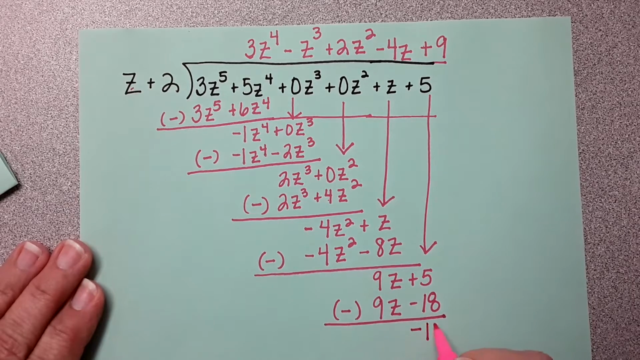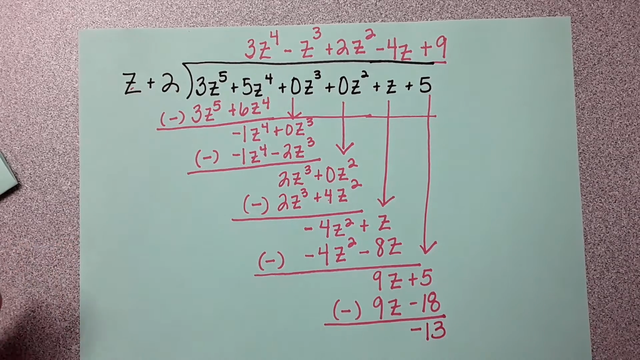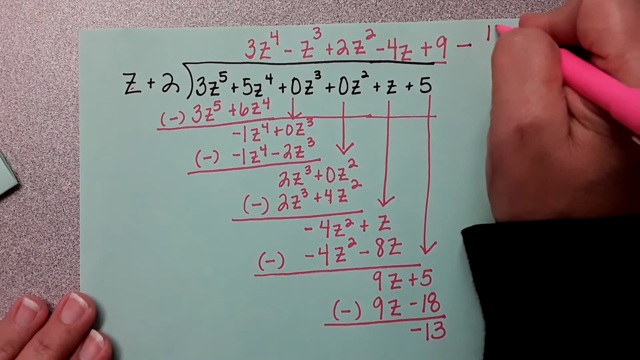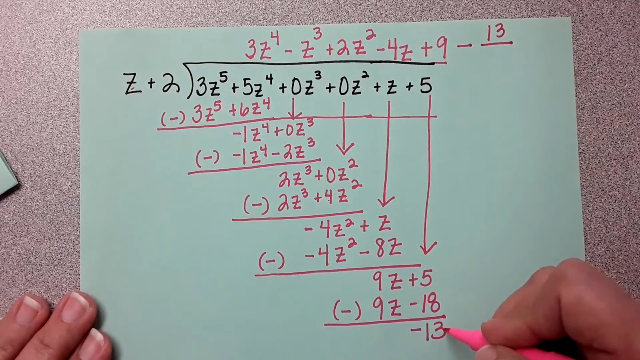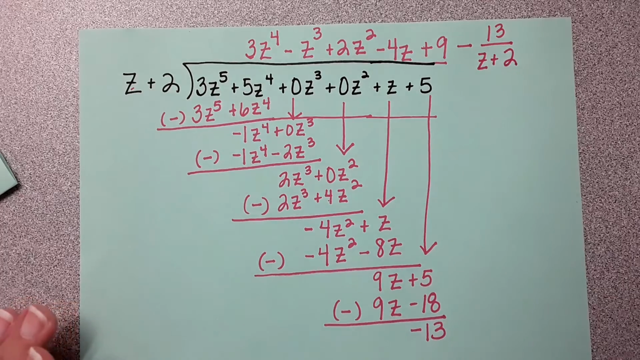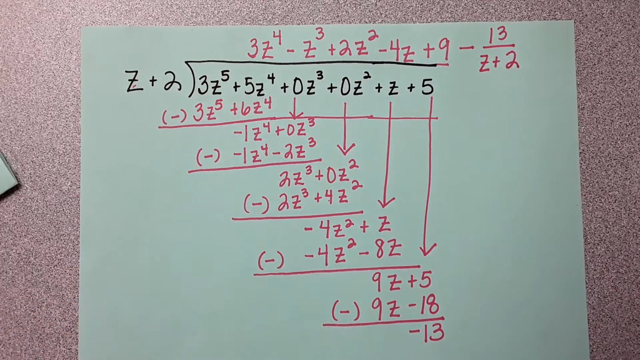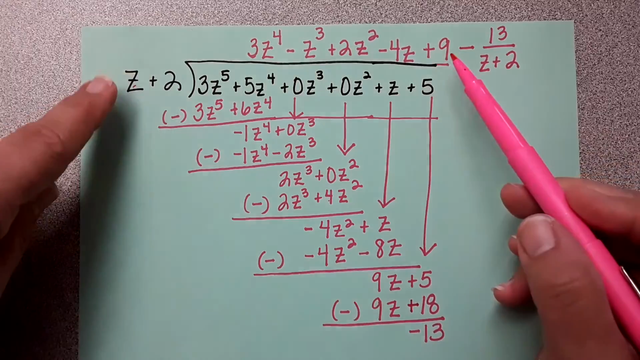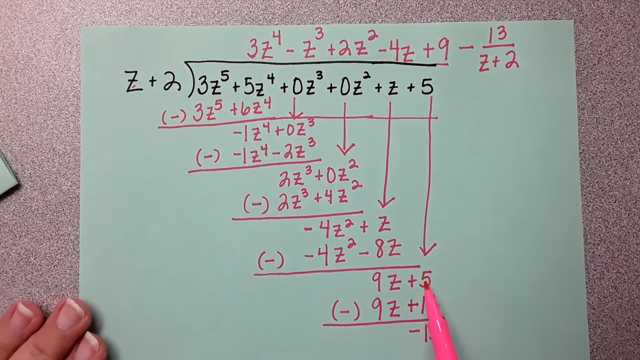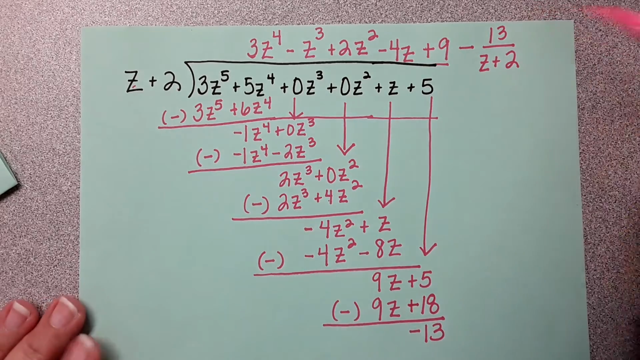You get negative 13. Well, there's nothing left to bring down. You can't make a z into a negative 13. So it's minus, so you're going to put minus 13 over z plus 2. Oh, I'm sorry. This should have been positive 18. That's my fault. It should have been 9 times 2 is 18. So it should be 5 minus 18 is negative 13. That's how I got the 13.